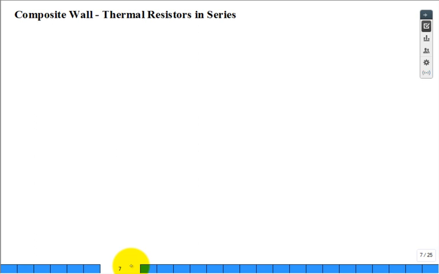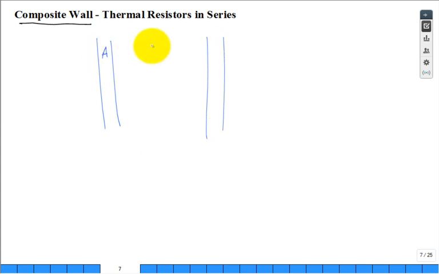All right, so a lot of times we have a wall made up of not just one material, but multiple materials, such that you have a layer of this material, maybe a layer of that material, and a layer of another material. Call this material A, material B, material C. This is very, very common.